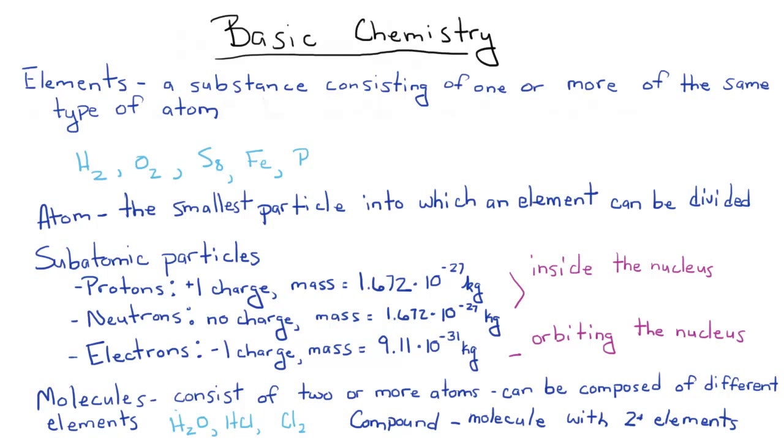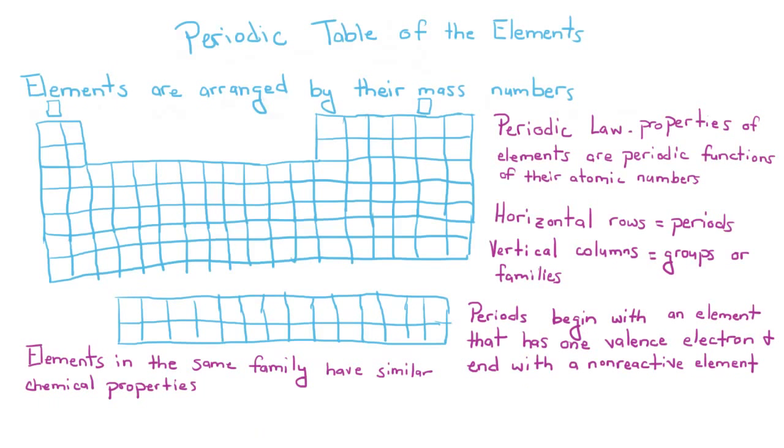Atoms can come together to form what are called molecules. Molecules consist of two or more atoms. These atoms can be the same type of element or they can be different elements. An example of a molecule would be water, hydrochloric acid, chlorine, molecular chlorine. A list of elements and all of their properties can be found on what is called the periodic table.